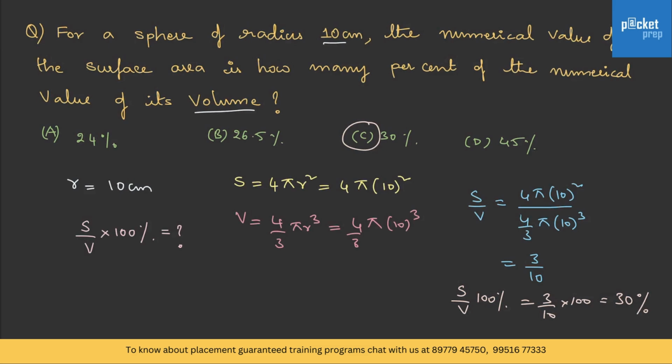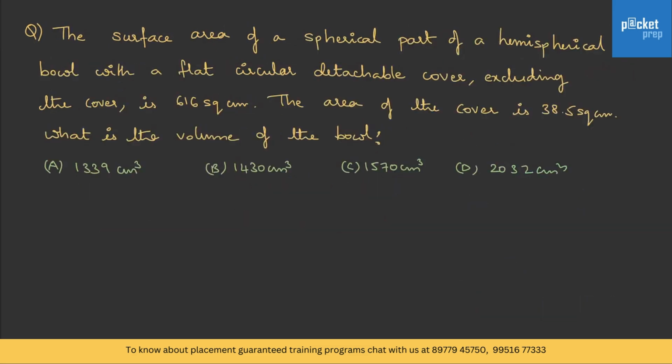Let's do one more question. The surface area of a spherical part of a hemisphere bowl with a flat circular detachable cover, excluding that cover, is 616 square centimeter. The area of the cover is 38.5 square centimeter. What is the volume of the bowl? To understand this, let me draw a diagram. This is a semicircular bowl. They have given the outer surface to be 616 square centimeter. This is excluding the cover.